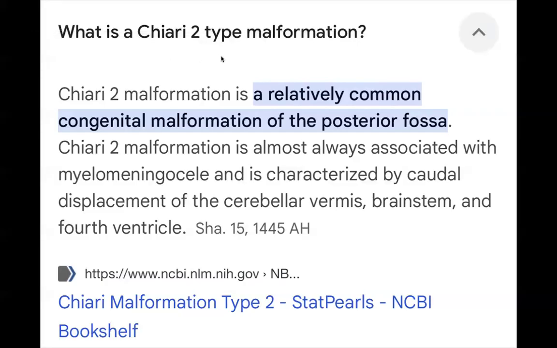What is Chiari 2 malformation? Chiari 2 malformation is a relatively common congenital malformation of the posterior fossa, almost always associated with myelomeningocele, and is characterized by caudal displacement of the cerebellar vermis, brainstem, and the fourth ventricle.